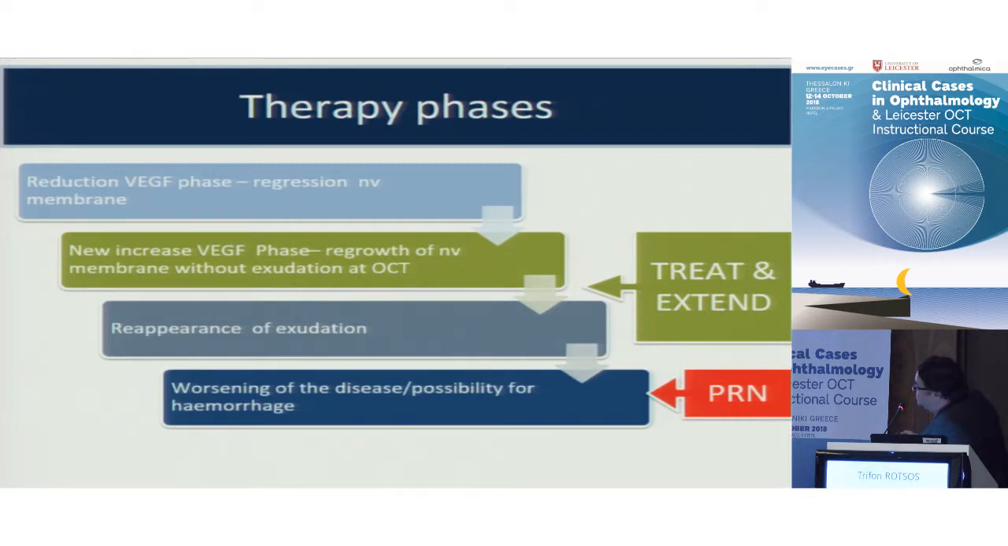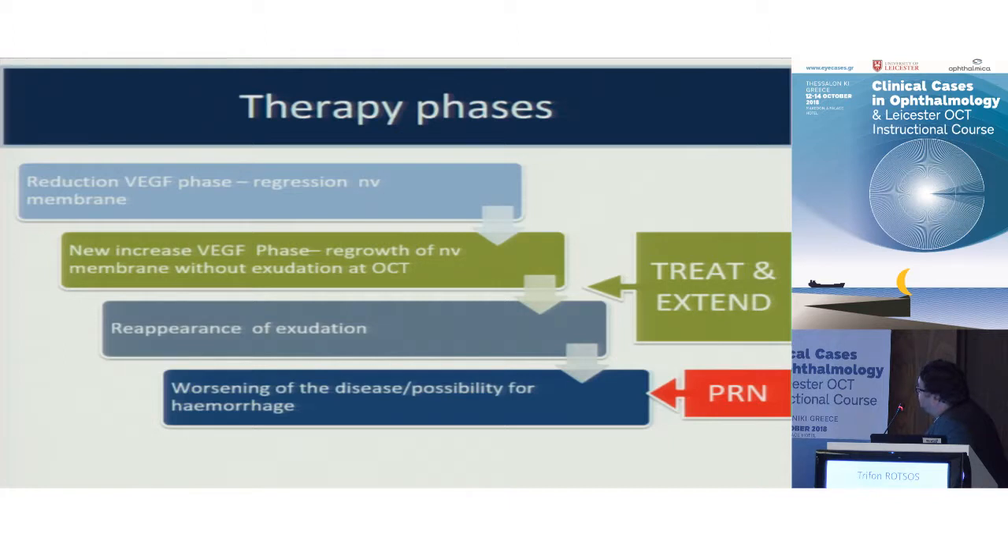Because with the treat and extend regimen protocol, you actually phase the disease in a status where you don't have fluid in the OCT, you don't have an exudative phase, but the disease is still there. It's the membrane that's in the back of the choroid and gets dry after each injection.